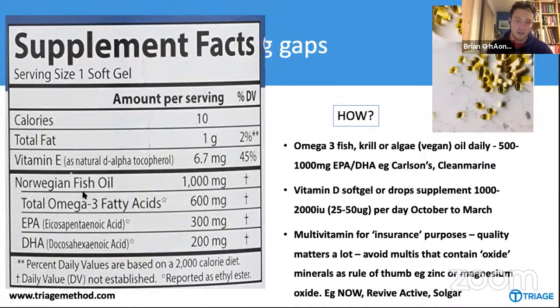So most of them you'll have to take maybe 2 or 4, even 6 soft gels a day to get this sort of dose. And I will say that if you're using a krill oil or an algae oil, the dosage doesn't have to be as high. So 500 or even 250 milligrams would be plenty, okay?